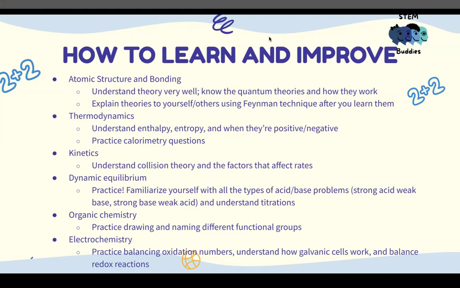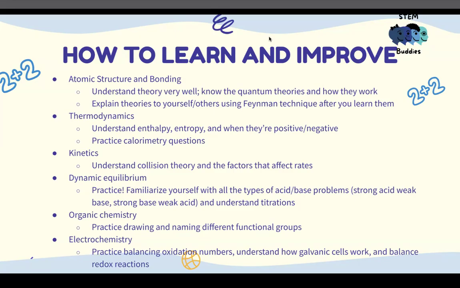So next we have kinetics. This one, again, is a combination of both theory and problem solving. So the main thing that you have to understand for this unit is collision theory and the factors that affect rates. So, for example, if you increase the temperature, how does that affect the rate? If you decrease the concentration, how does that affect the rate? And once again, practice a lot of kinetics questions, such as solving for rate laws. And I don't know if your teacher would do this, but maybe integrated rate laws. Again, these should be pretty straightforward as long as you understand the theory.